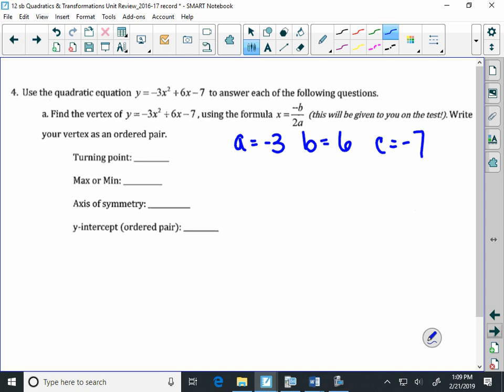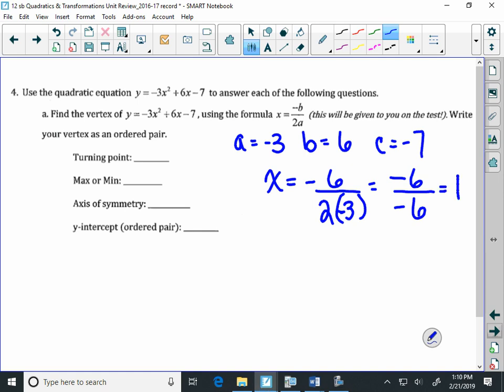And we're going to figure out the axis of symmetry first, which is that formula. Using the formula, x equals the opposite of b over 2a. So x equals the opposite of 6 divided by 2 times a. Well, that gives us negative 6 over negative 6, and negative 6 divided by negative 6 is positive 1. So our axis of symmetry is x equals 1.